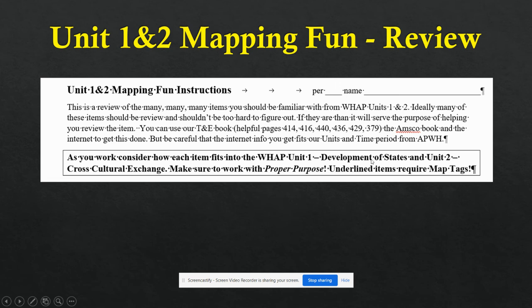All right. Make sure you're paying attention to this part right here in bold. I don't know if my mouse is clicking here. Okay, and yes, I could do this. So right here it says, as you work, consider how each fits into Unit 1, Development of States from 1200 to 1450, and Unit 2, Cross-Cultural Interaction. So everything goes back to how does this thing fit into that? What are they doing? So always, always, always work with proper purpose, okay? And then any underlined items in there require a map tag, okay? So I'll explain a map tag soon.